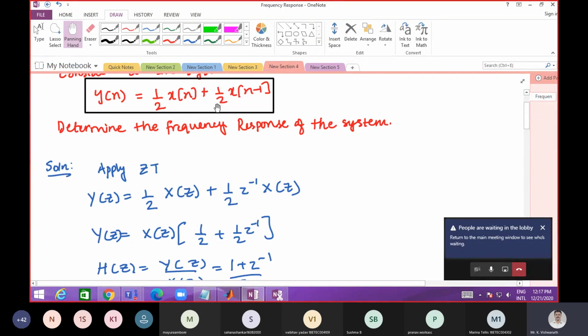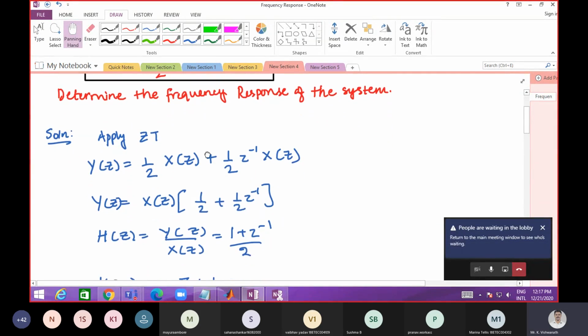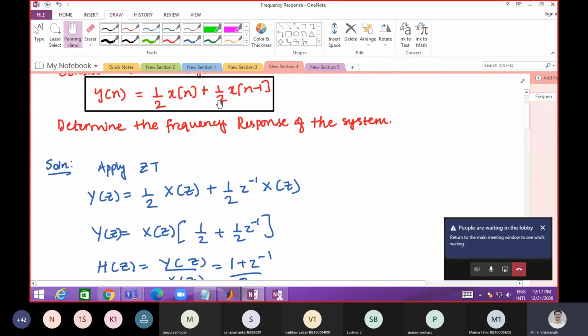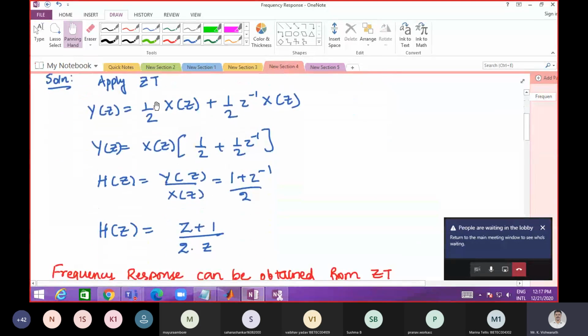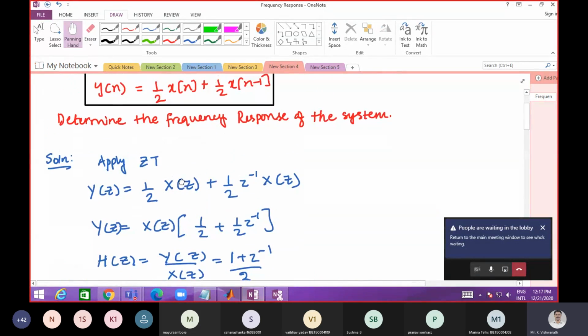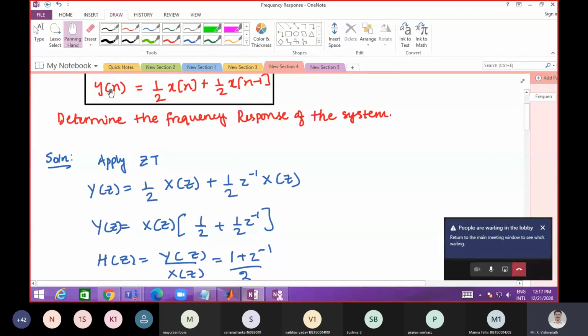So how do we get the frequency response? So we have to get H of e power j omega. So we can get H of e power j omega by taking the DTFT, which is difficult directly from this difference equation. So what we will do is we will take the Z transform of this equation. So y of n Z transform is Y of z, x of n Z transform is X of z, and x of n minus 1 Z transform is z inverse X of z. The coefficients will remain the same.